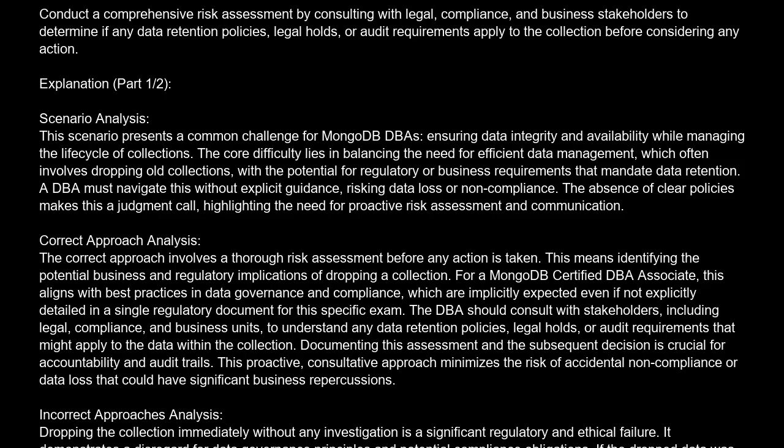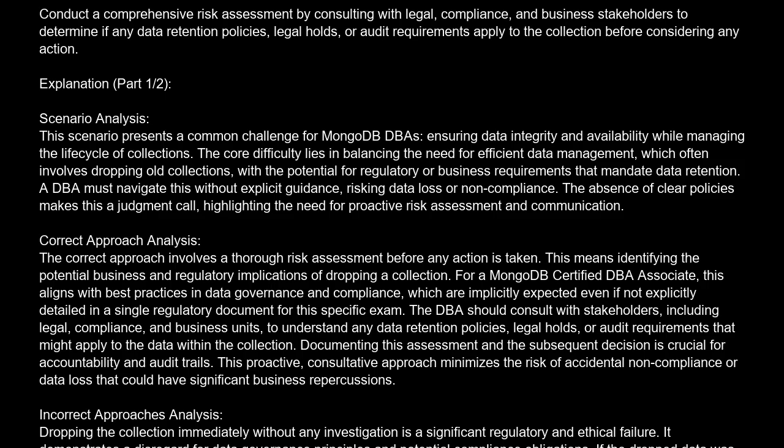The DBA should consult with stakeholders, including legal, compliance, and business units, to understand any data retention policies, legal holds, or audit requirements that might apply to the data within the collection. Documenting this assessment and the subsequent decision is crucial for accountability and audit trails. This proactive, consultative approach minimizes the risk of accidental noncompliance or data loss that could have significant business repercussions.